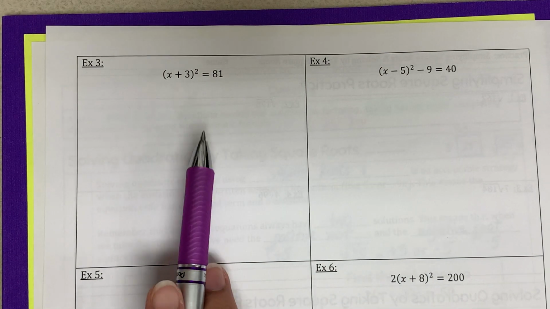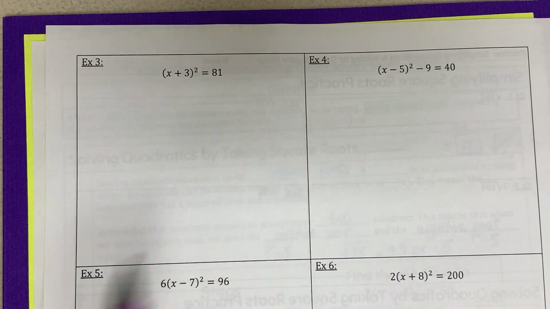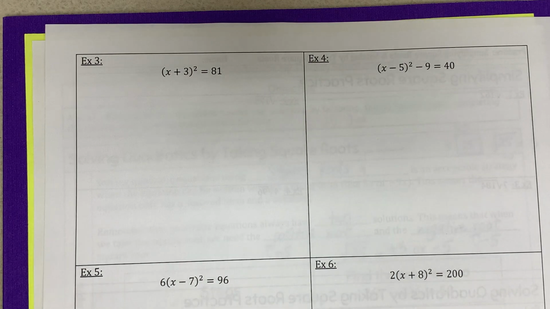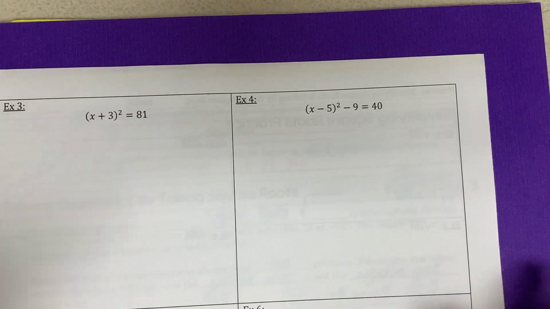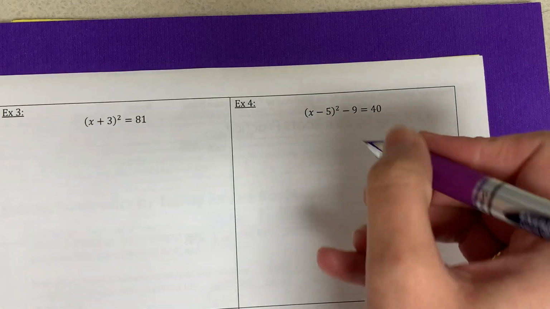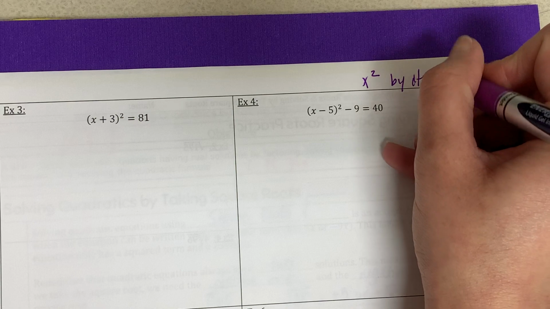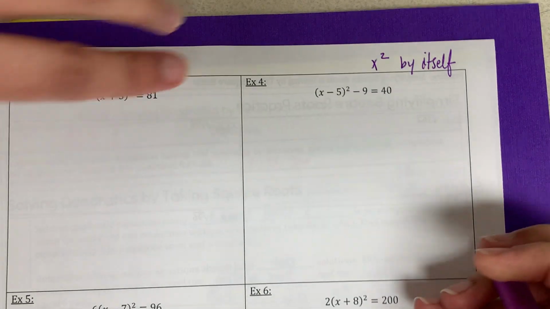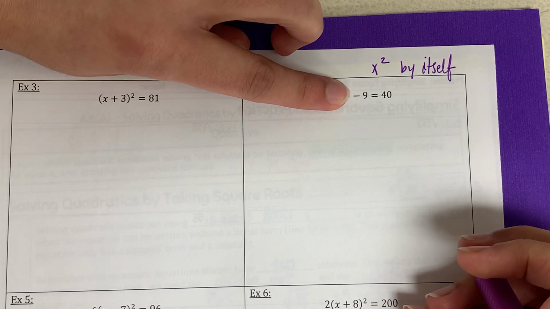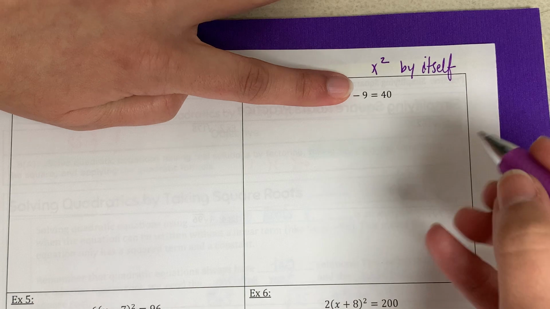All right, I'm gonna leave the third example for you to do. I'm gonna help you with number 4, and then I'm gonna help you with 6, and you will do 5 on your own. All right, so your goal is to have x squared by itself. Ignore my handwriting, it's ugly today. So x squared is this term, it needs to be by itself, so I'm gonna hide it so I don't get confused what is happening here.